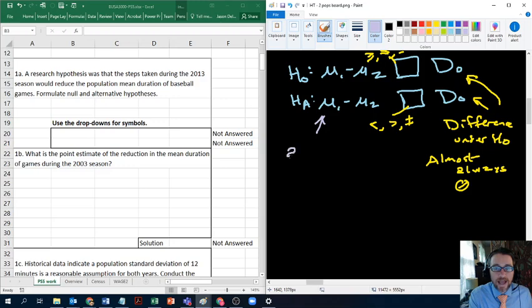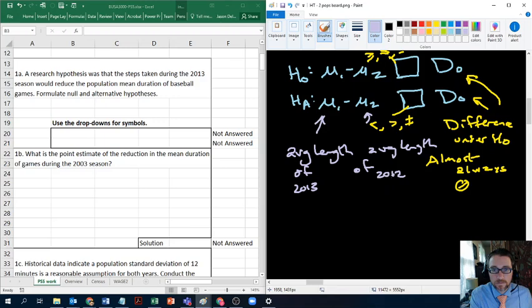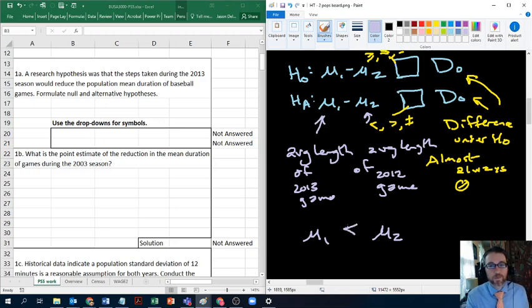Remember, mu1 is the average length of a 2013 game, and mu2 is the average length of a 2012 game. And so if games got shorter, what that would say is, if you took a game, mu1, that's 2013, and then you compared it to mu2, which would be a 2012 game, then mu1 should have fewer minutes than mu2. mu1 is going to be smaller than mu2. That's the alternative that they're trying to show. We're trying to prove here.